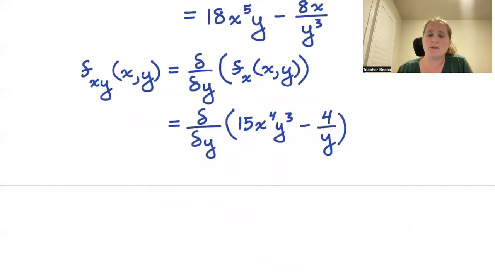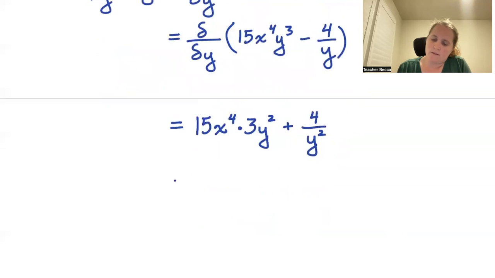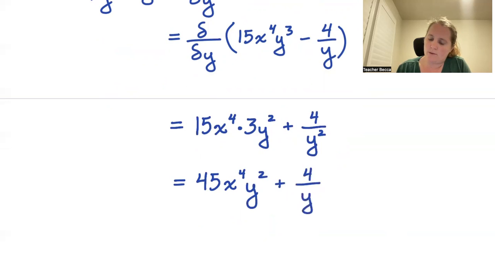If we now take this partial with respect to y, we would have 15x to the 4th comes along for the ride. That y cubed becomes a 3y squared. So we have 15x to the 4th times 3y squared. That minus 4 over y goes to a plus 4 over y squared. So we are looking at 45x to the 4th y squared plus 4 over y squared.